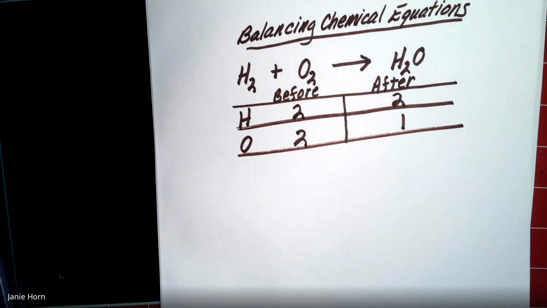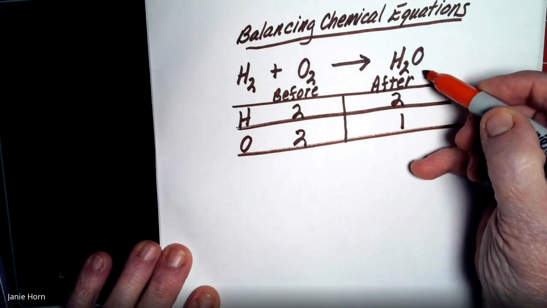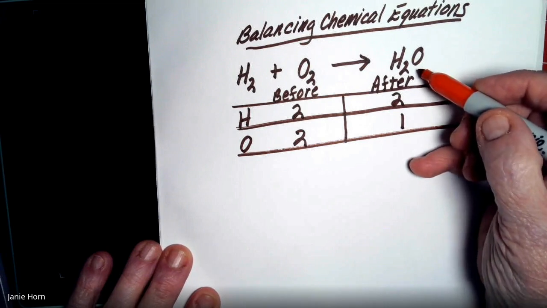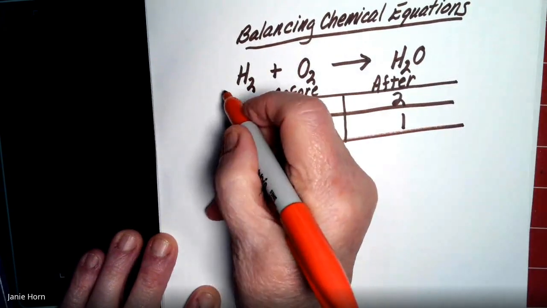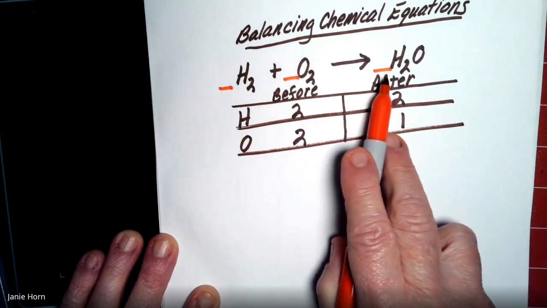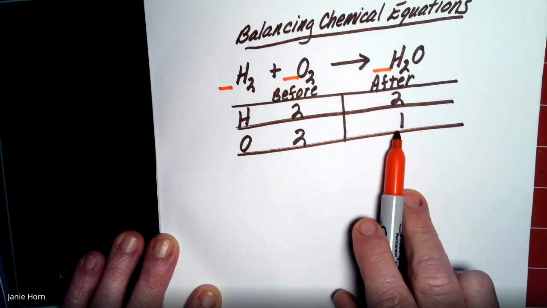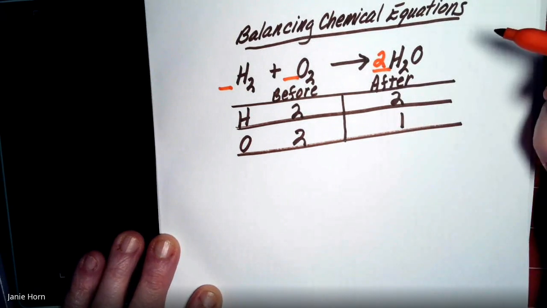That's my goal here. Now, I am not allowed to change anything in this chemical formula. I cannot come up here and just put a 2 here, because if I do, this is no longer water vapor. It would become hydrogen peroxide. And that is not what this is producing. It's producing water vapor. So I can't change the formula. The only thing I'm allowed to change is what is called the coefficient, which goes in front of each molecule here. So in order for me to get 2 oxygen on this side, I'm going to have to put a 2 here.